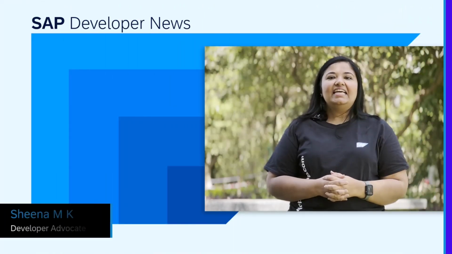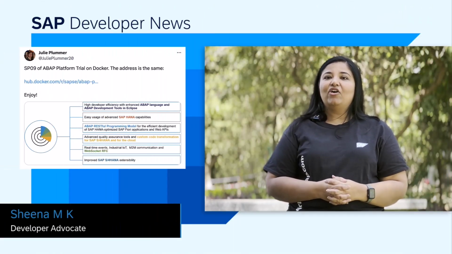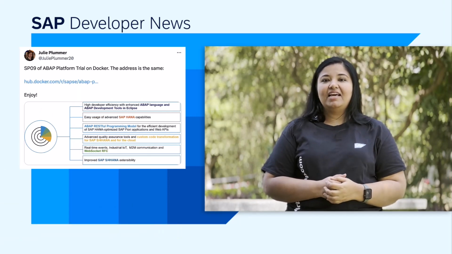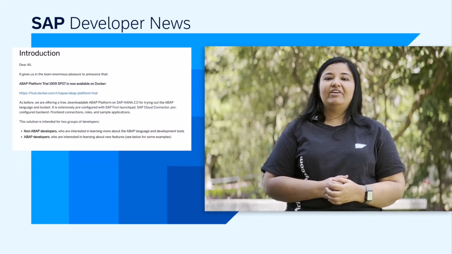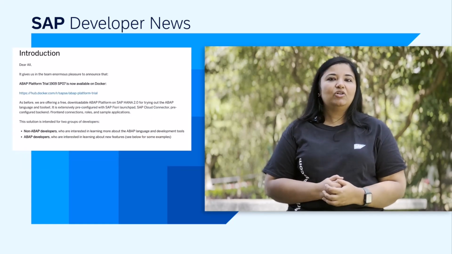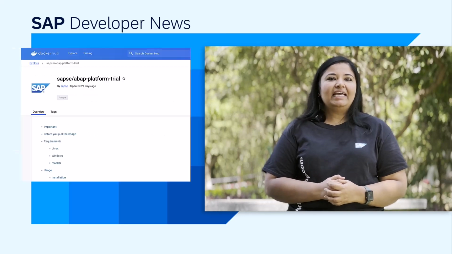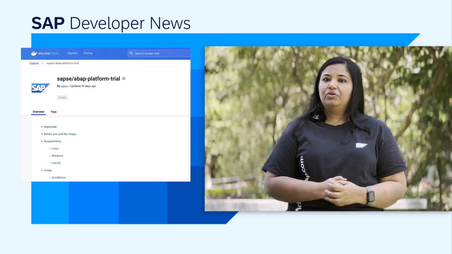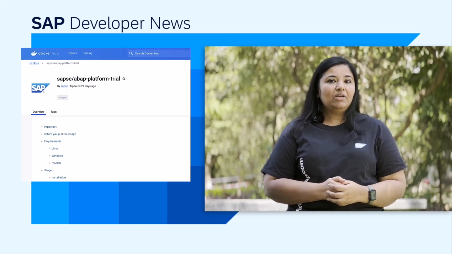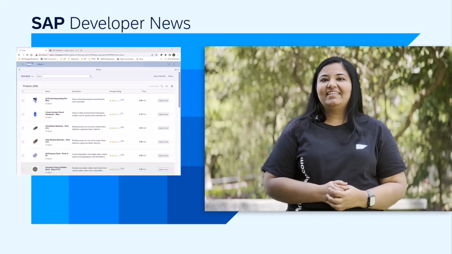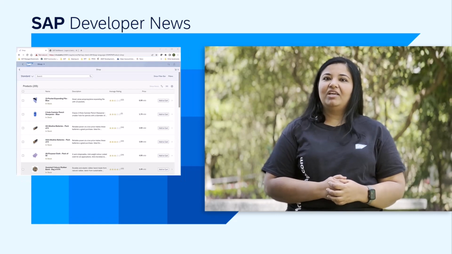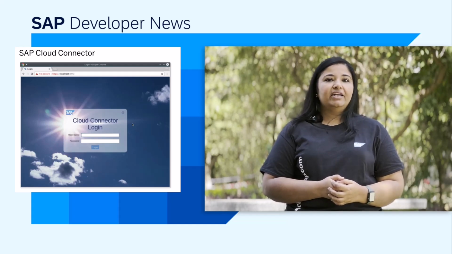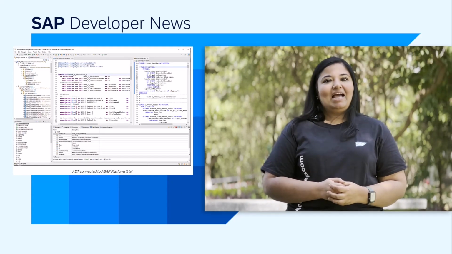Hello everyone, SAP has released SP09 of ABAP platform trial on Docker. I hope all of you remember that SAP made ABAP platform trial available on Docker during SP07. ABAP platform trial is a downloadable ABAP platform on SAP HANA 2.0 for trying out the ABAP language and toolset. It is extensively pre-configured with SAP Fiori Launchpad, SAP Cloud Connector, pre-configured backend and frontend connections, roles, and sample applications.